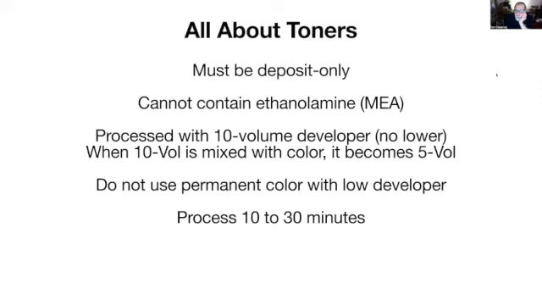Now, also, look at the next sentence that I have written here. Process with 10 volume developer and no lower. The reason is that when you mix 10 volume developer with color, the 10 volume is diluted because it's in the color, and it becomes 5 volume developer. So you generally don't use anything less than 5. I do know that people tend to use 7, but that means it dilutes down to 3.5. I just think you should use 10.